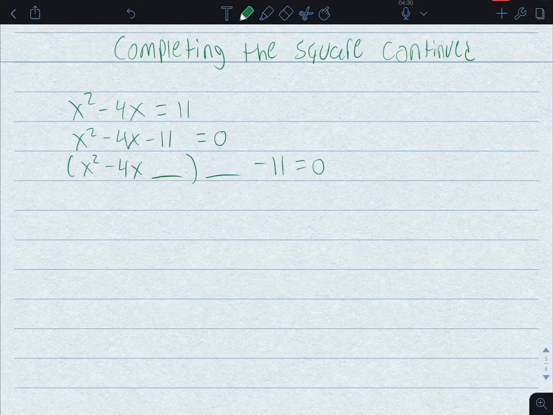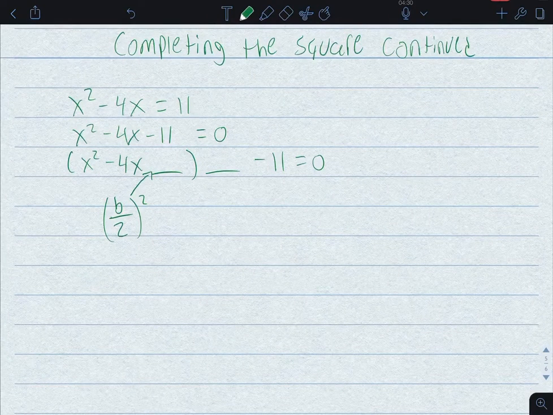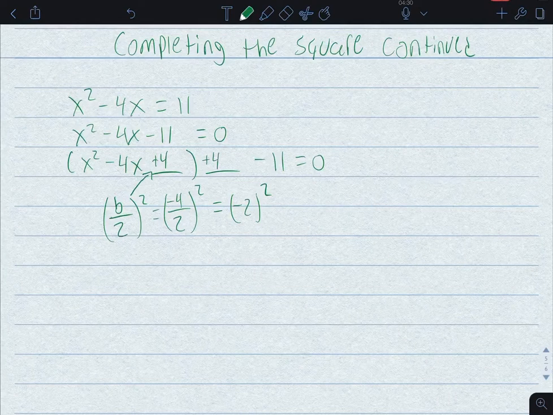Inside of that blank space is going to be b divided by 2, squared, which means you take the number that's in front of the x, which is negative 4, divided by 2, squared. So that's negative 2 squared. Okay, it looks like the same number as the last video, so we're going to have another plus 4. That's a coincidence. So if I have a plus 4 inside the parentheses, I'm going to put a plus 4 outside the parentheses.